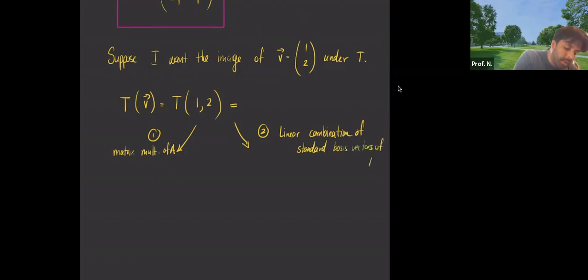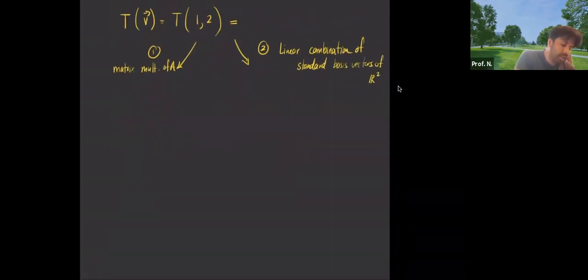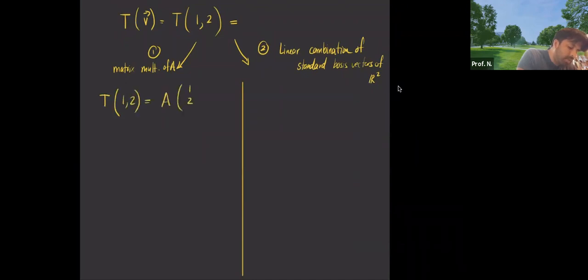Vectors of R2, which are E1 and E2. So I'm going to do these in two different ways, and I should get the same answer. So then T of (1, 2) can be written as what? A multiplied by (1, 2).